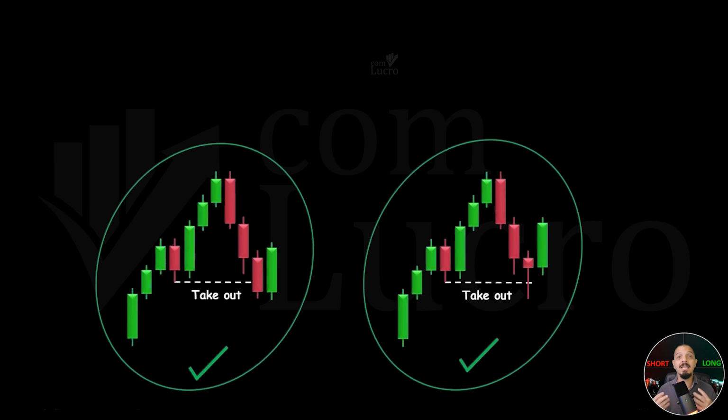Here are a couple of key points. When liquidity is taken out, either below or above the pullbacks, it can happen through a wick or a full candle close. Both methods are considered valid. Whether it's a quick spike in price, a wick, or a confirmed close beyond the level, both scenarios signal that liquidity has been swept, which can indicate the next move in market structure. Understanding this helps traders anticipate potential reversals or continuations.